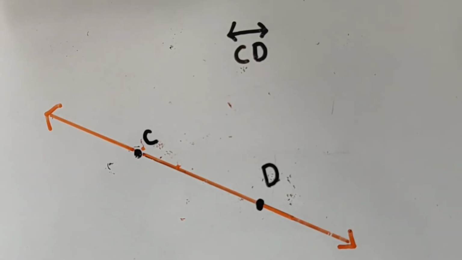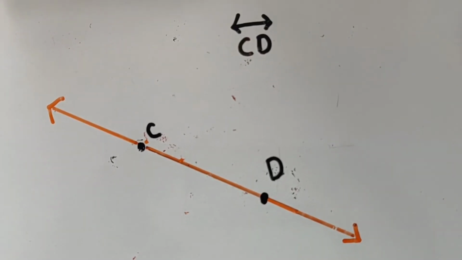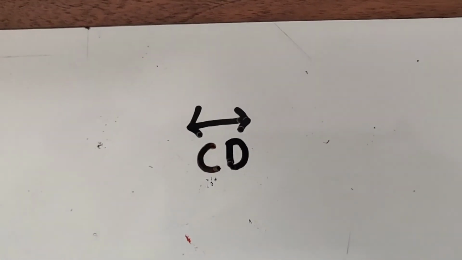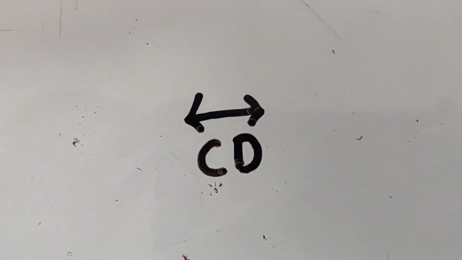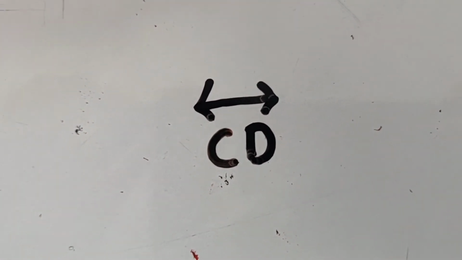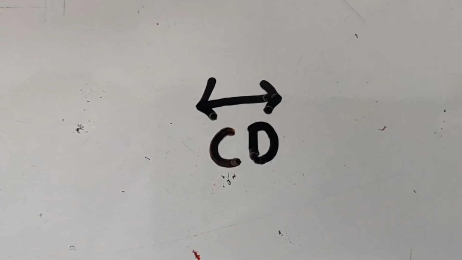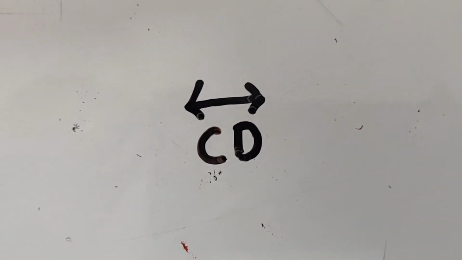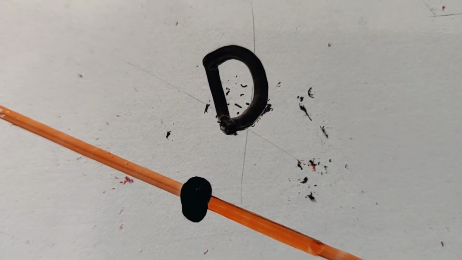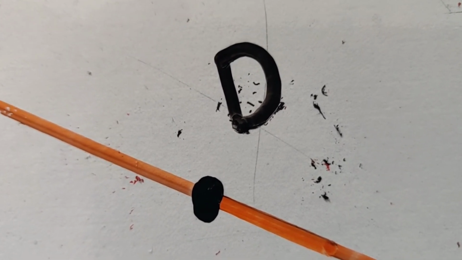So the name of this figure is line CD, and we can show that by drawing a little teeny line above it and writing CD. So that says line CD. If you had asked me the name of that point, we would have said that it's point C. And if you asked me the name of that point, we would have said it's point D.